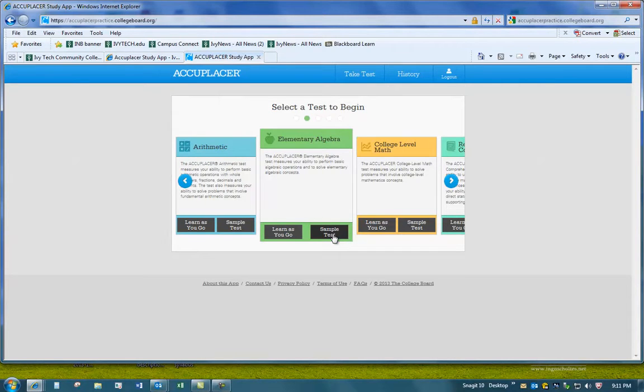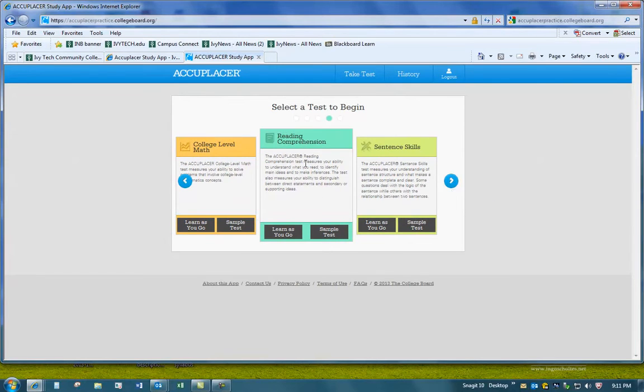If it does, then you're going to do Learn As You Go first, and then once you've gone through that, head over to your sample test. The other two tests are reading comprehension and sentence skills. Classes like history only require reading comprehension and sentence skills. They do not require a math score. So again, your teacher or your counselor will be happy to tell you exactly which tests you need to take.